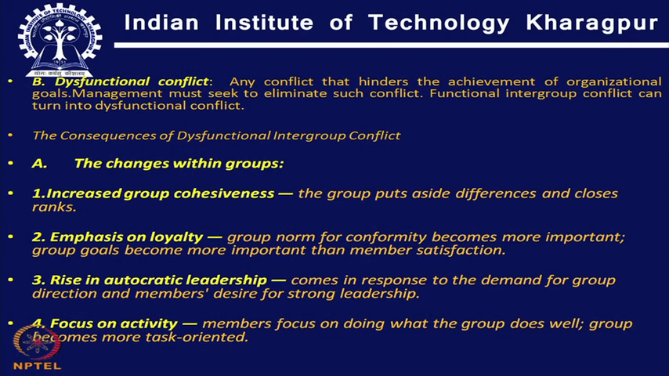We will try to find out some of the consequences of dysfunctional intergroup conflict. So, some of the consequences are that certain changes are brought. When you are talking of intergroup conflict, this conflict is between two groups. So, the changes will happen of course within the group and between the groups. First, we will look into the changes which occur within the group.